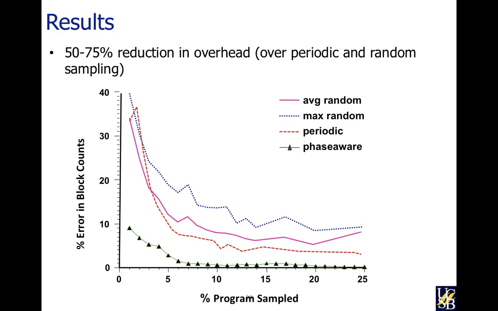What this shows is that if you're able to sample based on your phases, you can sample a very small portion of your code and have very, very low error. That is very, very high accuracy. You get about a 50 to 75% reduction in overhead over periodic or random sampling. Now you have to figure out what your phases are, but there are software and hardware techniques that enable that.